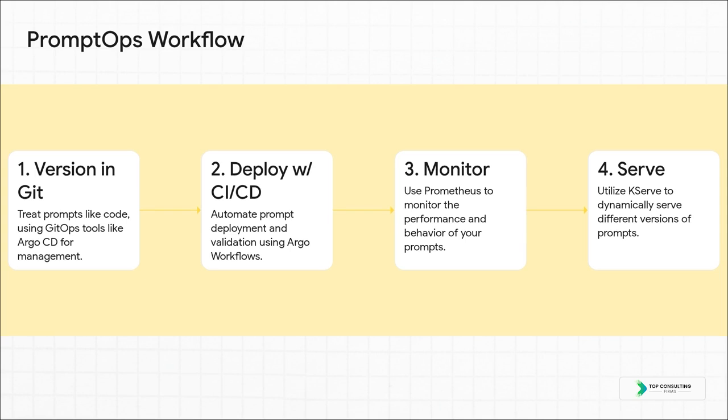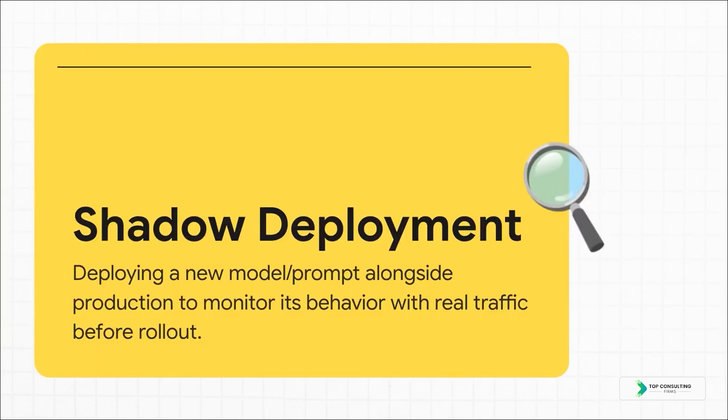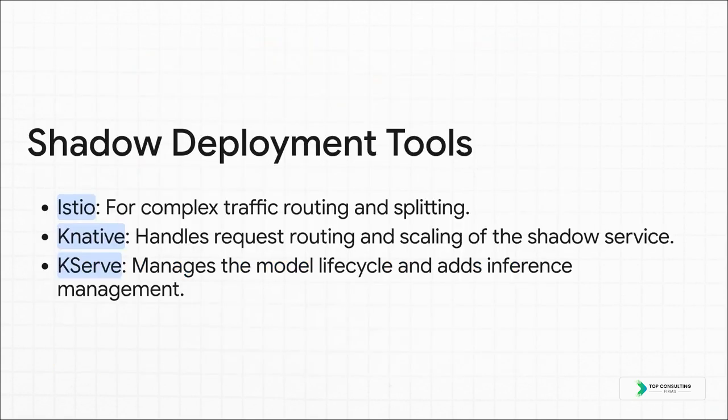One of the most powerful techniques in this whole new world has to be the shadow deployment. The idea is simple, but it is brilliant. You deploy your new prompt or model silently, right alongside the one in production. It gets real traffic, but its answers aren't sent back to the user. This lets you safely see exactly how it's going to behave in the wild before you actually flip the switch. It's incredible.